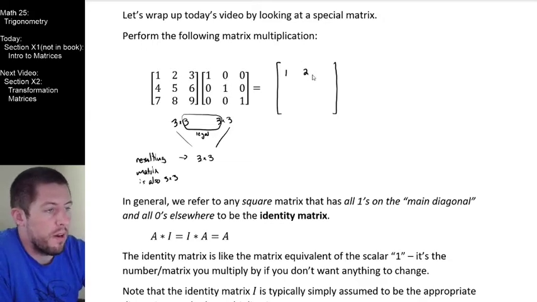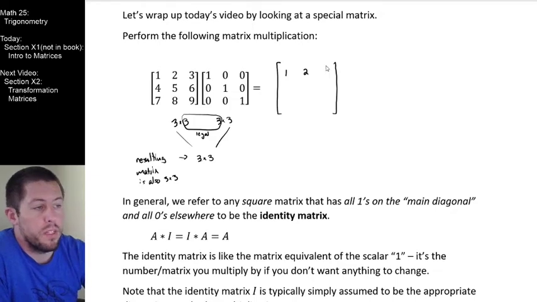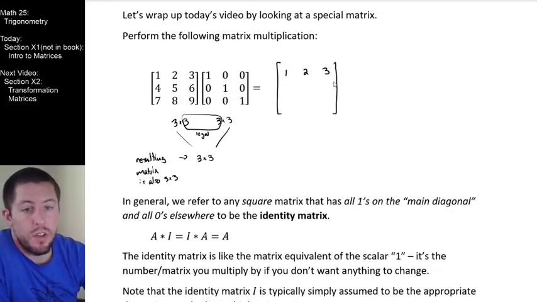So I'm going to get a 2 right here. Next up, we're going to get 1, 2, 3 dotted with 0, 0, 1. 1 times 0 is 0, 2 times 0 is 0, 3 times 1 is 3. So the only thing that survived is 3. You should see something special happening right here.